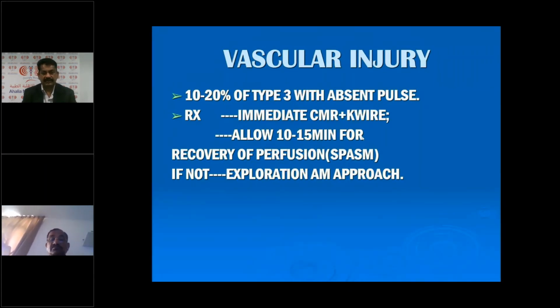If vascularity is not improving, or for any child with an absent pulse, the treatment is manipulated reduction with K-wire fixation. And once you do the K-wire fixation, allow 10 to 15 minutes for the perfusion to recover, so that the vascular spasm settles and mostly the perfusion will be back. If not, then vascular exploration has to be done.